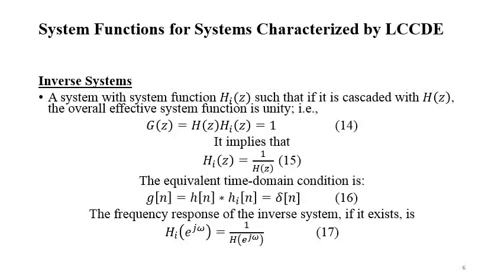For the case of the squaring system, if the input is 5, then the output will be the square of the input, which is 25. Similarly, if the input is -5, again we get the same output, which is 25. So although at the input we have two distinct values, the output does not contain distinct values. That means the inverse for the squaring system does not exist.